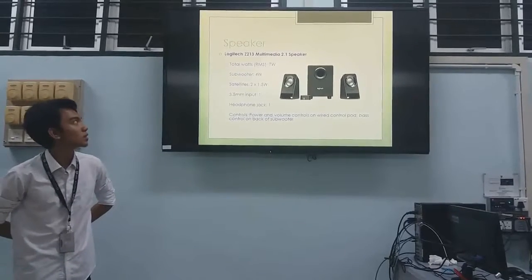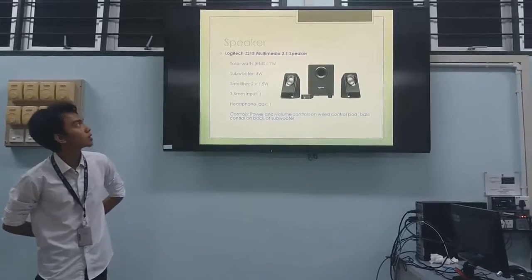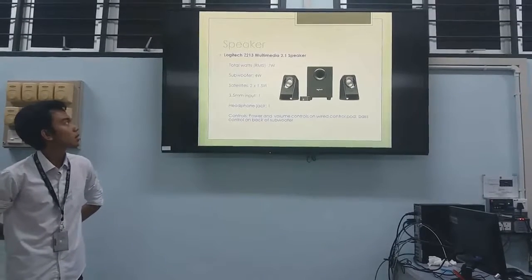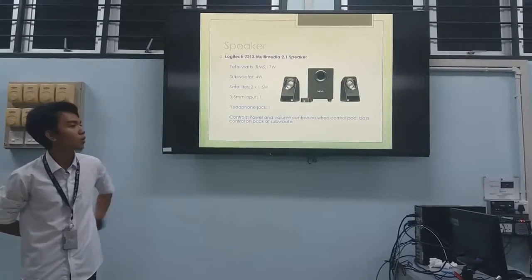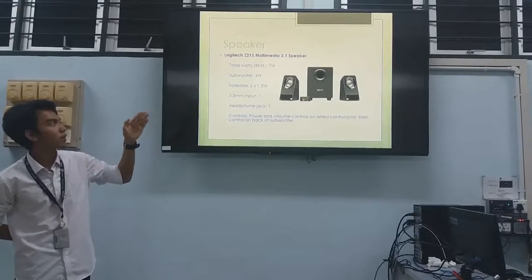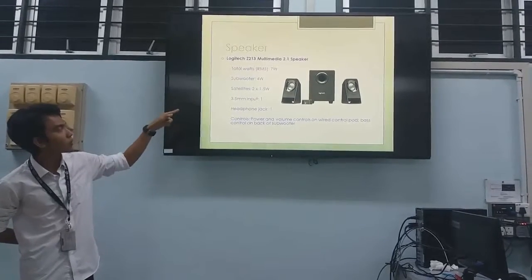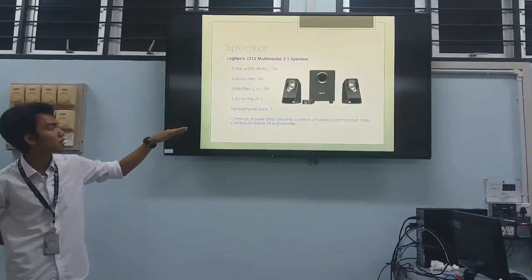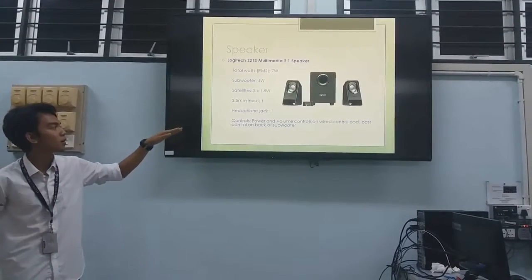Okay, for next we recommend a speaker, Logitech Z250 multimedia 2.1 speaker. Okay, the total wattage is 7 watts, subwoofer 4 watts and satellite 2 times 1.5 watts, and this has a 3.5 mm input. Okay, for the control, there is power and volume control on wire control pod, control ports, bass control on back of subwoofer.